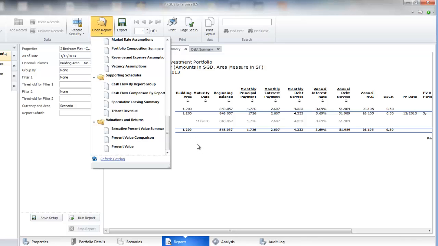And I hope that brings us to the end of my short review on explaining how we could utilize ARGUS in reviewing some of our offshore investments in Singapore dollar terms. Thank you.